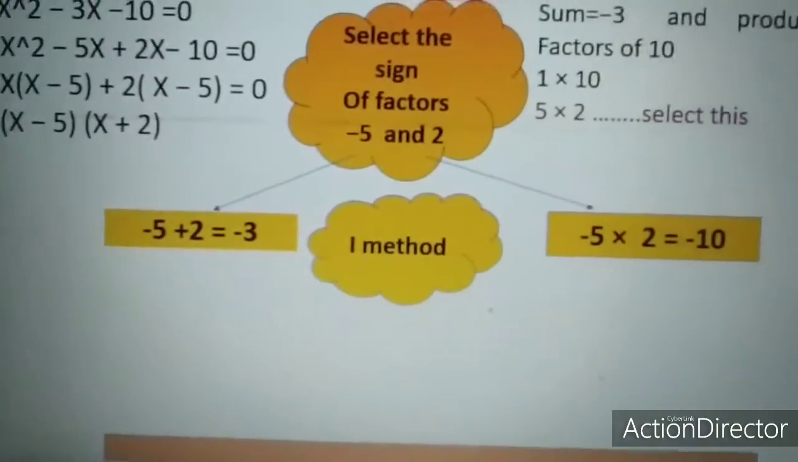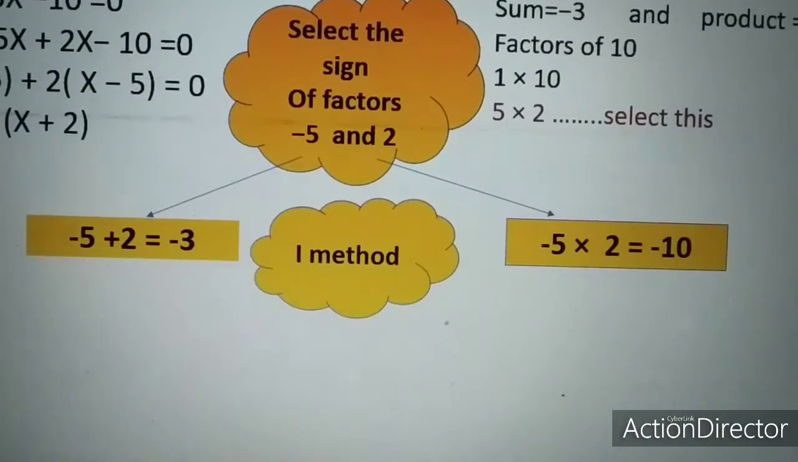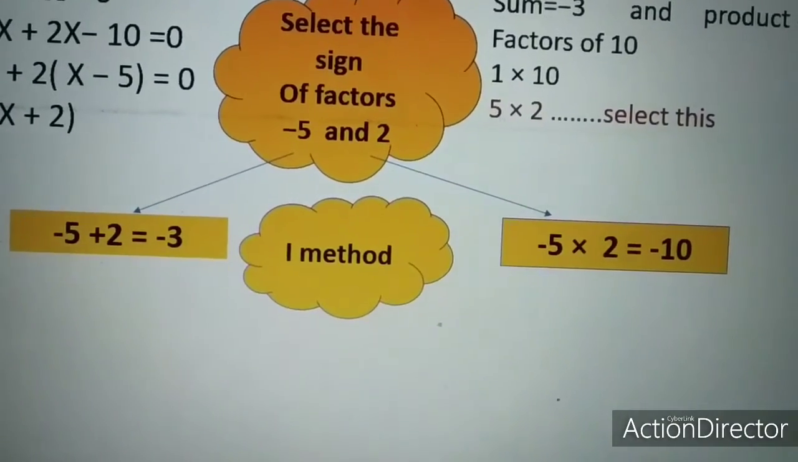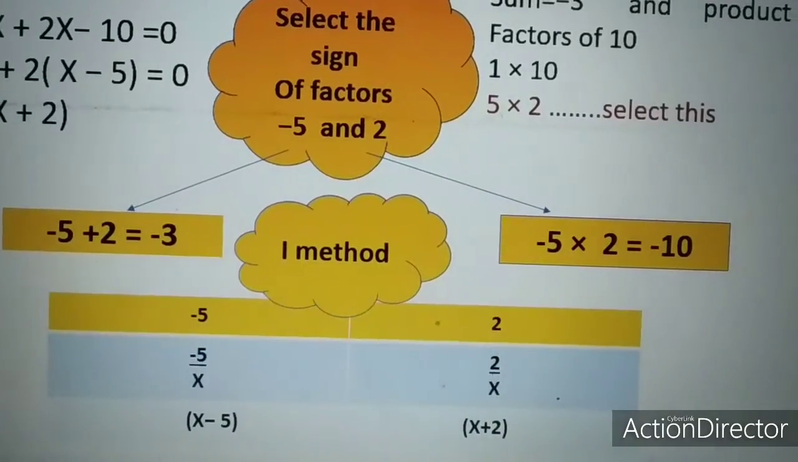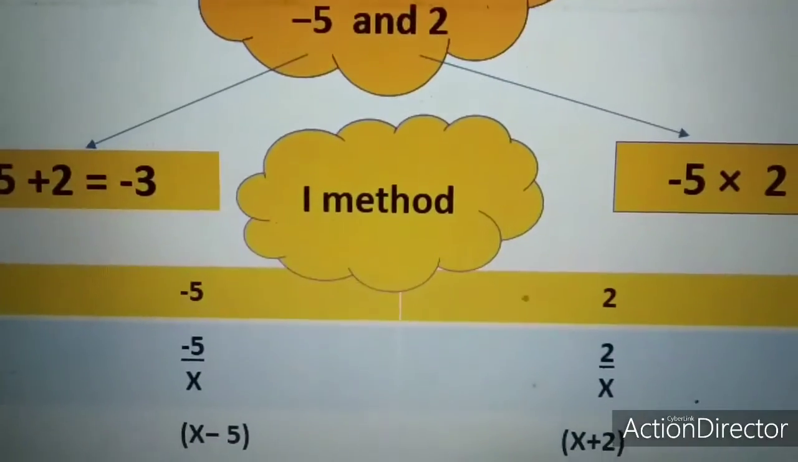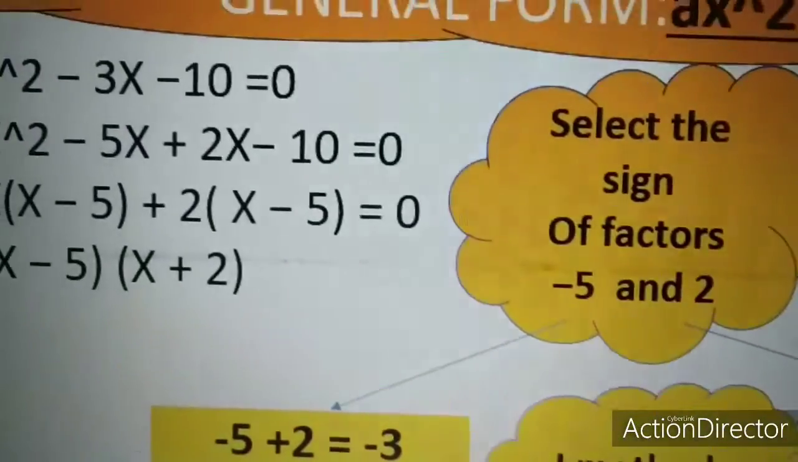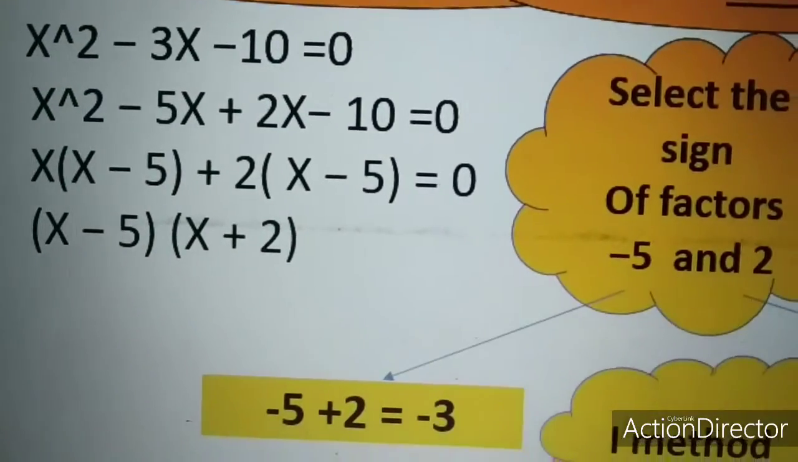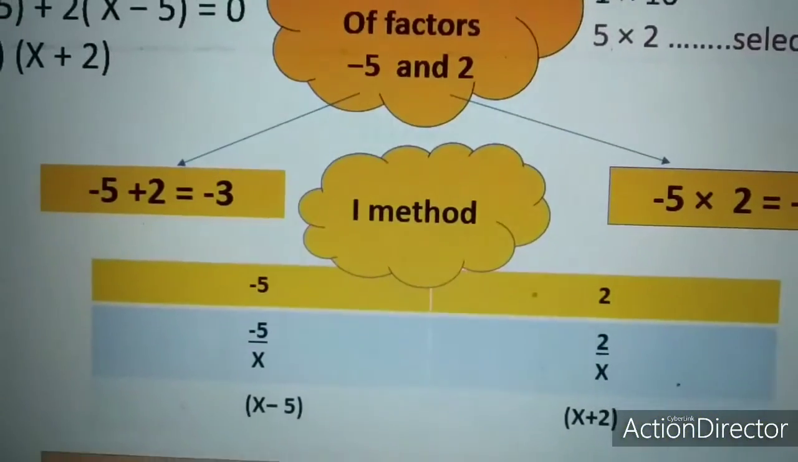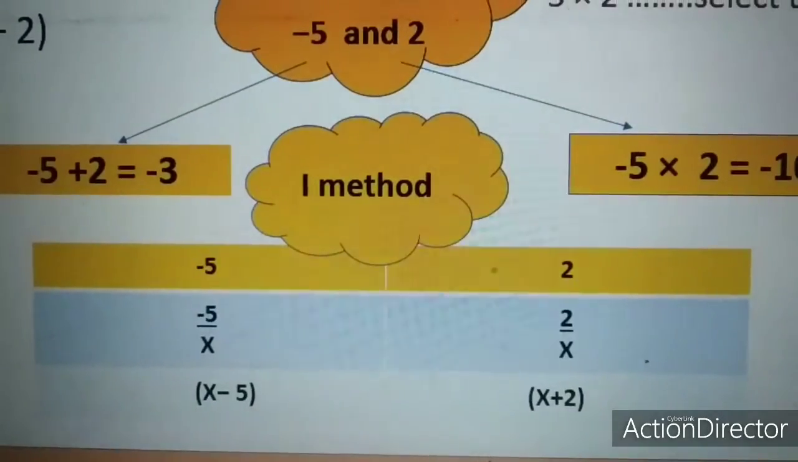Now one more method is there over here, called the I method, which will help you to verify your answer. How to do this? You take the 2 numbers over here, that is minus 5 and 2. I will be dividing both the numbers by the coefficient of x square, but I will take only x, that is 1x. Both the terms will be divided by x.